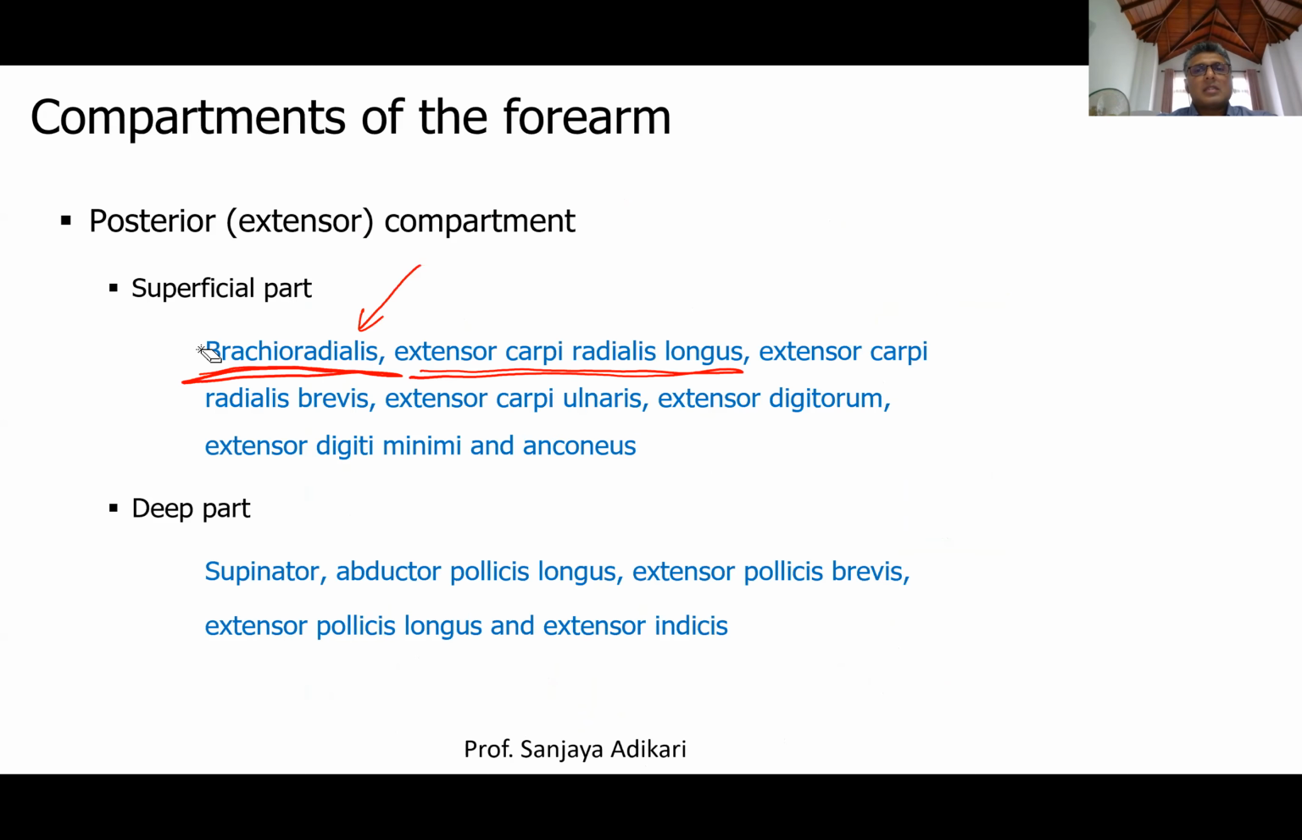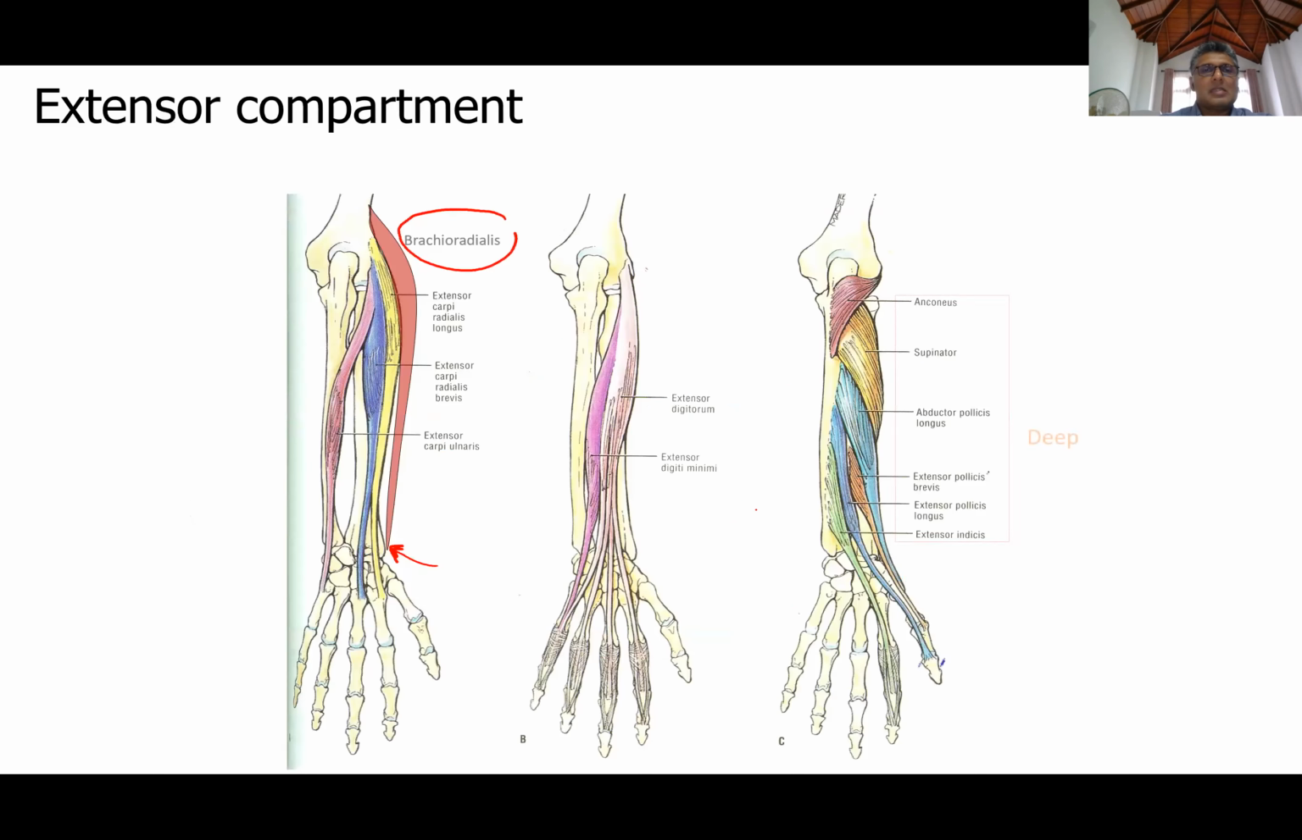Then the extensor carpi radialis brevis, extensor carpi ulnaris, extensor digitorum, extensor digiti minimi and anconeus. They are the other superficial muscles. Then the deep layer, you get the supinator, then the abductor pollicis longus, brevis, and extensor pollicis longus. They are all going into the thumb. That's why you get the pollicis here. Then the extensor indicis. Okay, we see the muscles here.